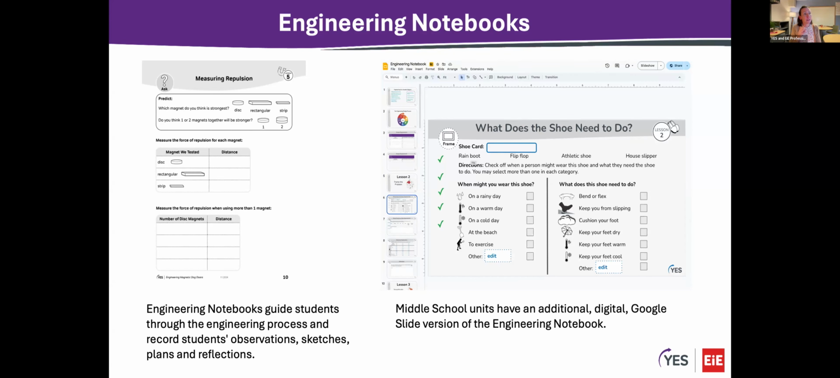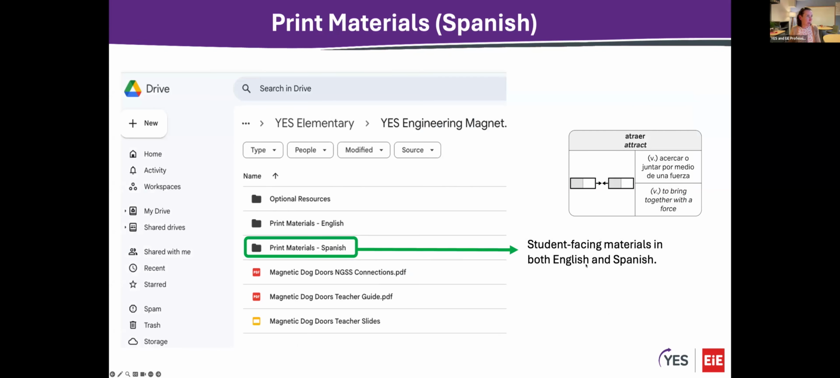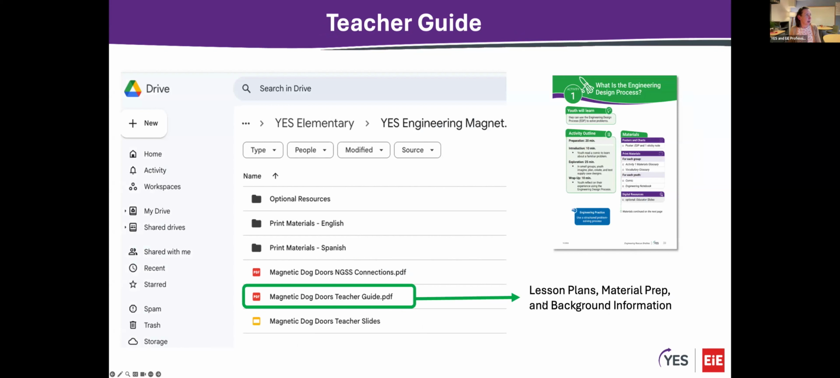And in middle school, we have a digital version of that. We have digital slides, Google Slides, that they can drag and drop and type into, and that's their engineering notebook. In Spanish, remember I mentioned, we have all student-facing materials in both English and Spanish, so that's the whole folder of that.